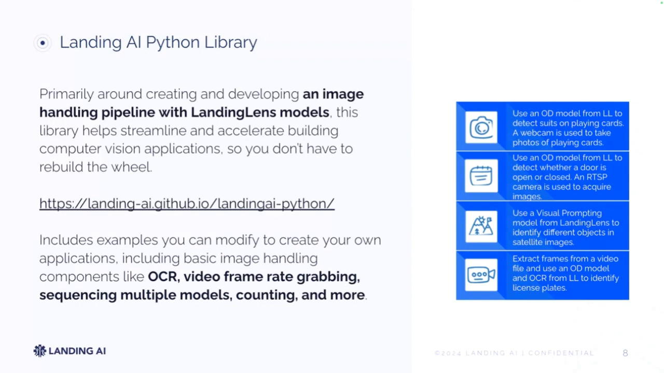Or for example, if you need to count all of the examples in an image, you would need to take that JSON payload of all those results and apply some post-processing to actually do that counting. So it's a great resource. And if you have other examples that you'd like to see, please pass that back to the team. There's a great feedback button right within LandingLens. We're always looking for ways to help our customers get to their end goal and end application faster.